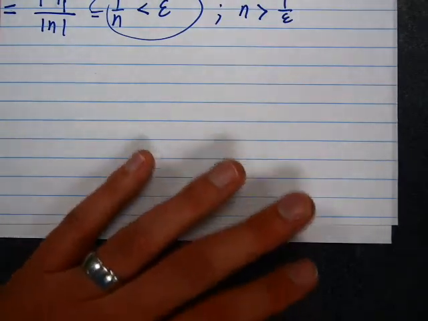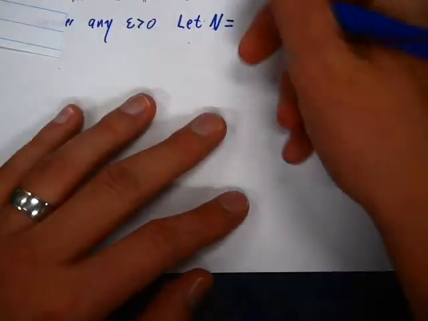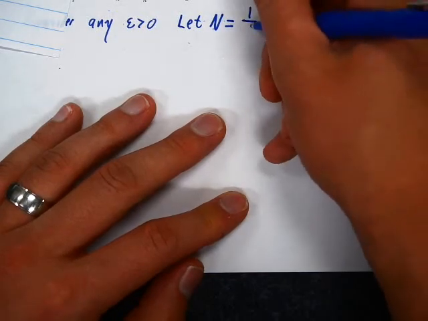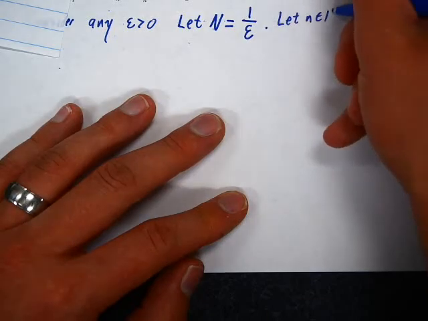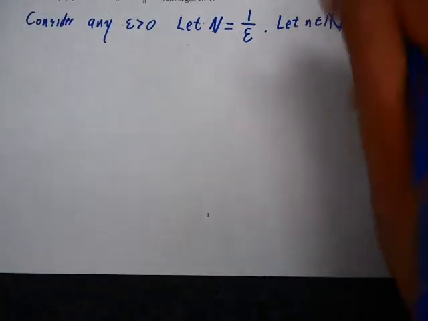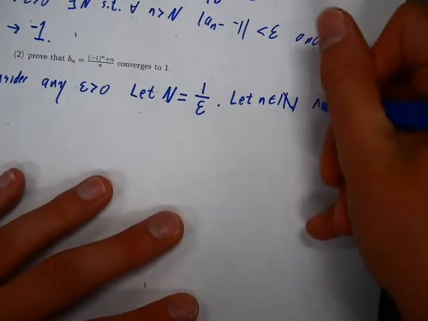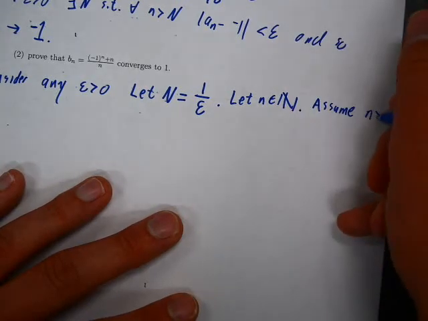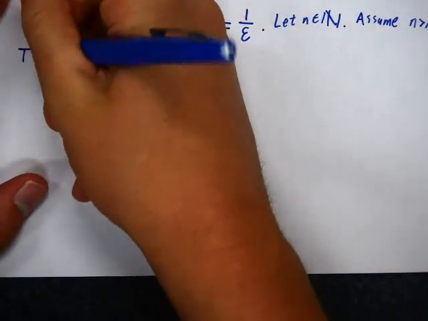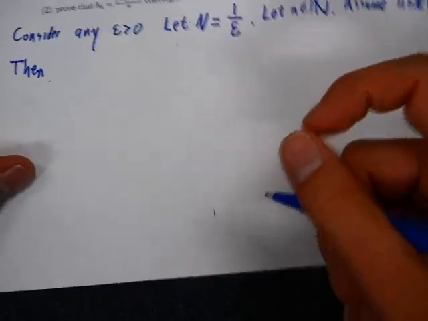All right. So let's let big N be 1 over epsilon. Let n be in the natural numbers. And let's assume little n is bigger than big N. Then, well, we can now just go through all the motions.